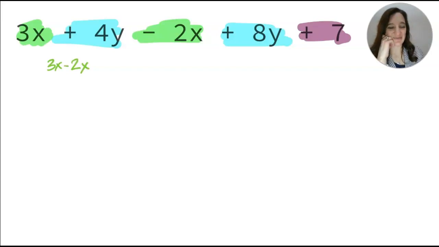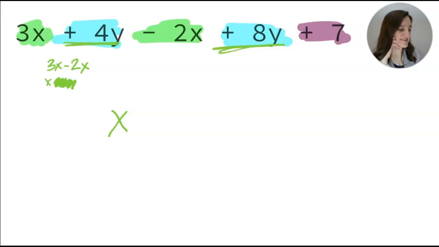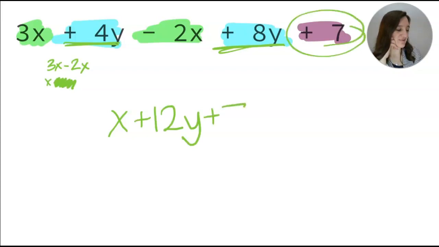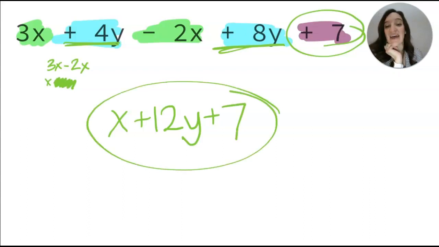I forgot to pause and I'm doing it without talking. Okay, let's try this. I combined my x's. I have 3 x's, but then I've got to take away 2 x's. So that just leaves me with x, or 1x, right? Now, if I combine my y's, they're both positive, so that will give me a positive 12y. And then my constant without a variable. Did you end up with x plus 12y plus 7?